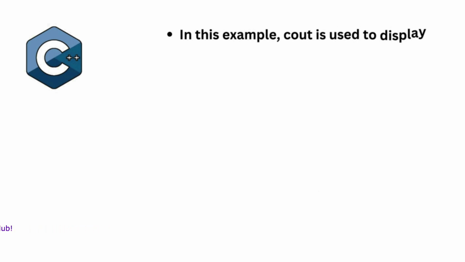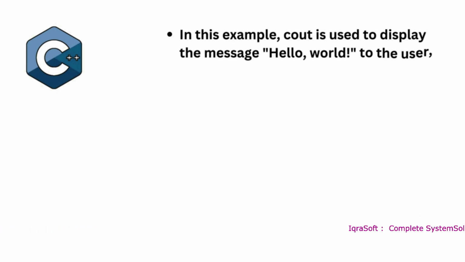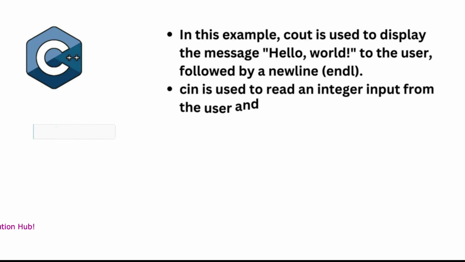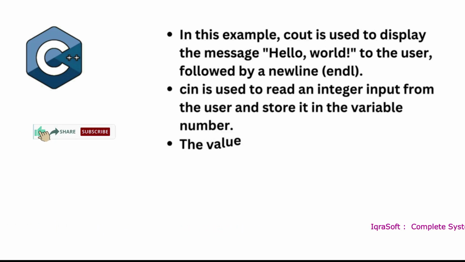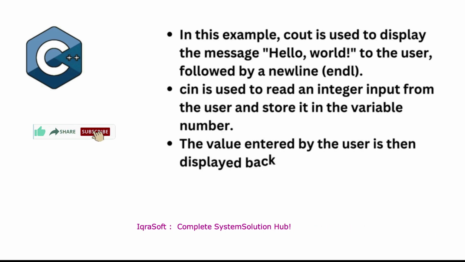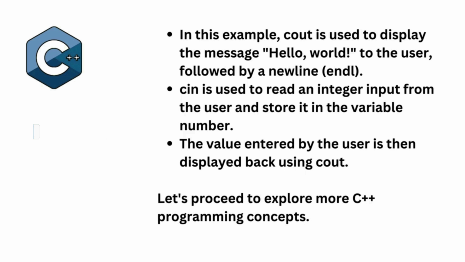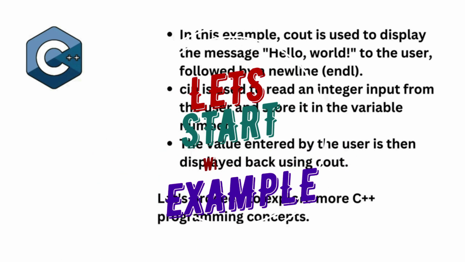Return 0. In this example, cout is used to display the message hello world to the user, followed by a new line, endl. Cin is used to read an integer input from the user and store it in the variable number. The value entered by the user is then displayed back using cout. Let's proceed to explore more C++ programming concepts.